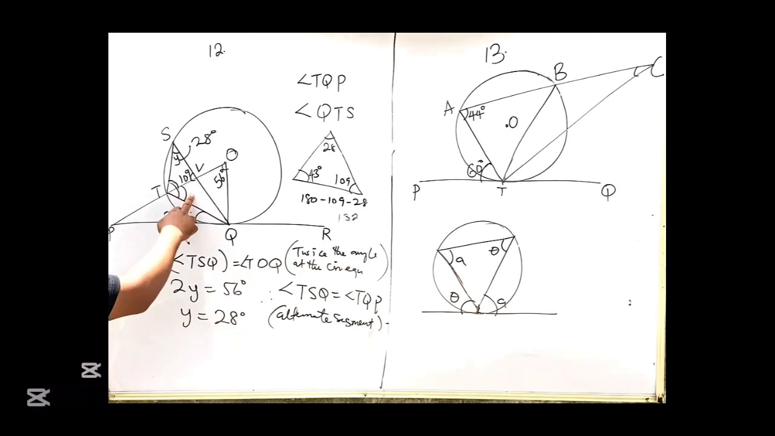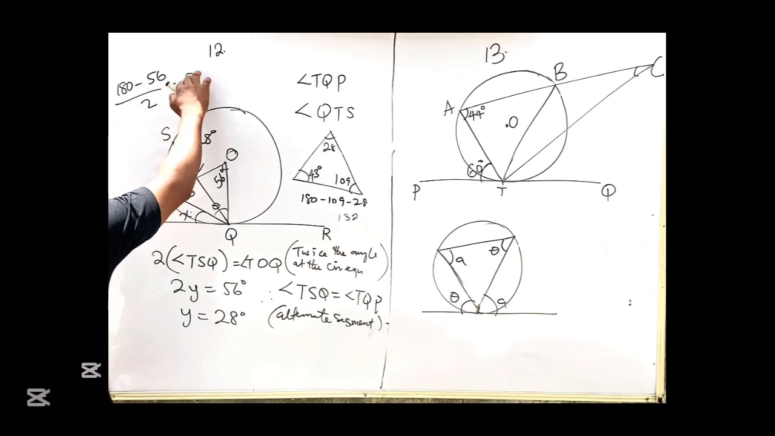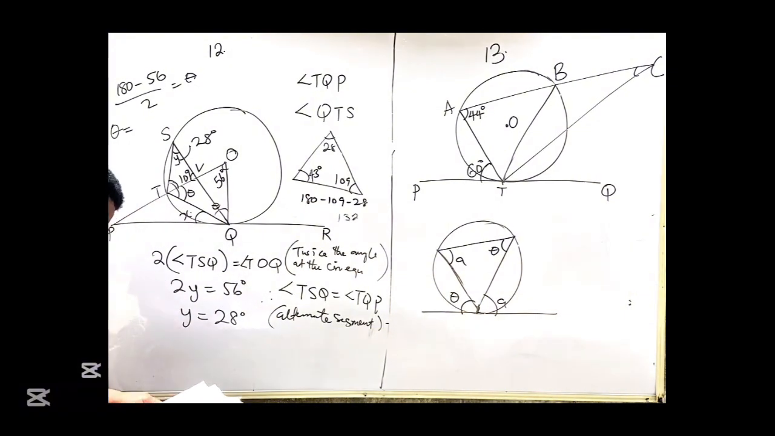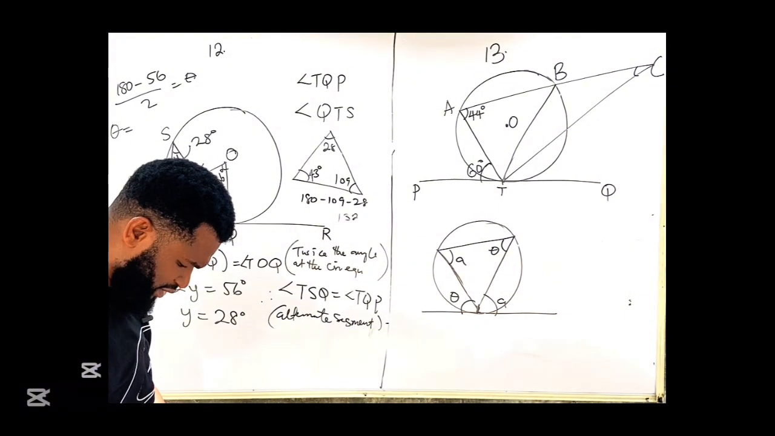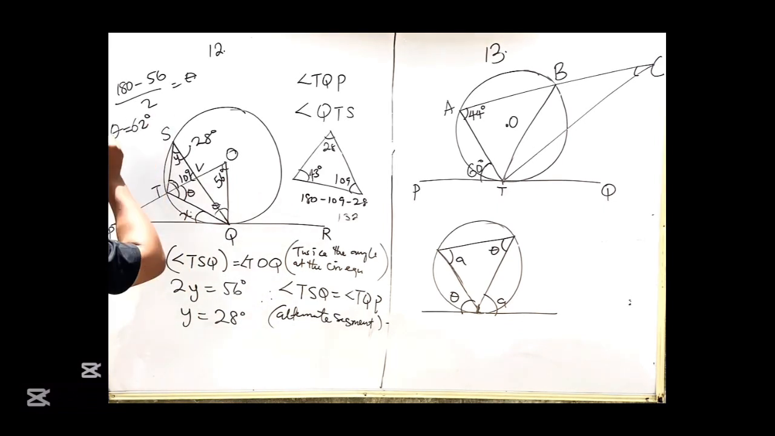To get this place, I can use the sum of angles in an isosceles triangle. This is theta and this is theta. So I'm going to say (180 minus 56) divided by 2 is equal to theta. And the theta there is what? Okay, I've gotten that theta to be 62 degrees.